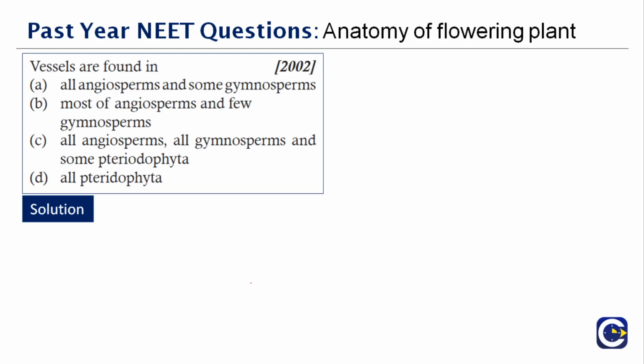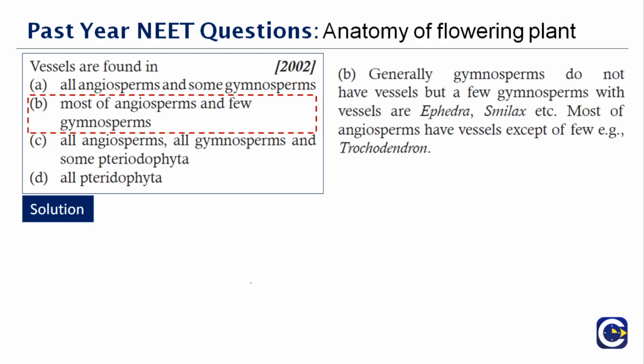It is present in both angiosperms and gymnosperms, but not in pteridophytes. But here, predominantly it is present in angiosperms. Certain plant species of gymnosperms have it. Therefore, the correct answer to this question is option B. Here you have the examples: Ephedra and Gnetum are examples of gymnosperms which have vessels, and the one which does not have vessels among angiosperms is Trochodendron. Therefore the correct answer is option B.